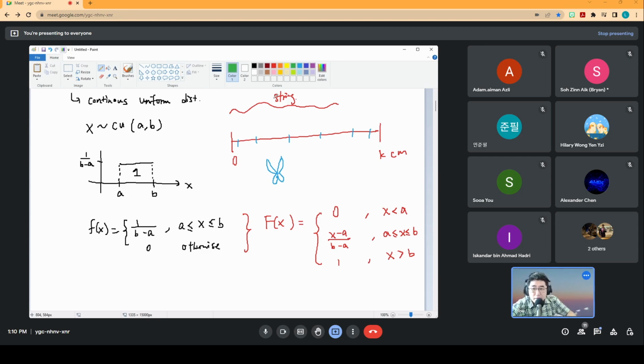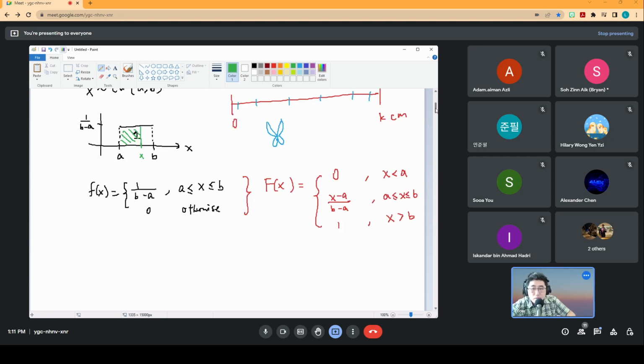Why is it like that? Because at a certain point x here, the area accumulated is only up to this area, with the width of x minus a and the height of 1 over b minus a. So width times height, that's what we have. Can you understand? Of course you can also use integration to figure it out, and you also get this as a result.